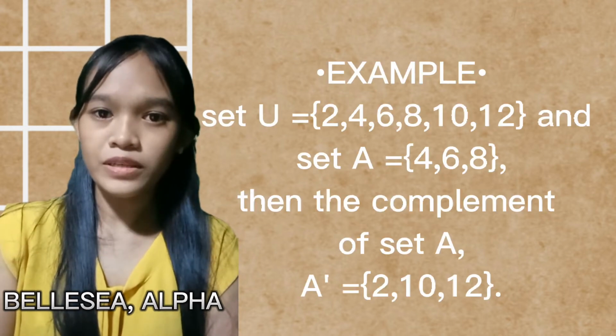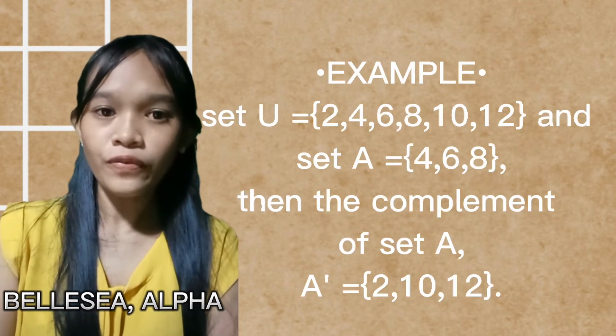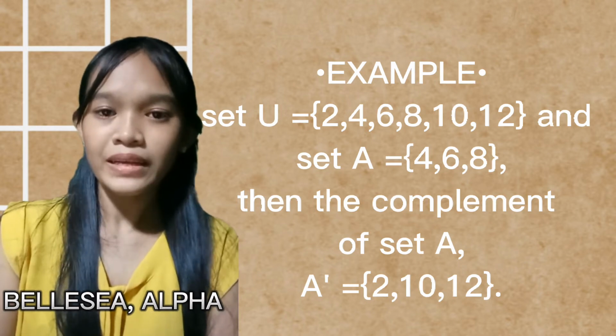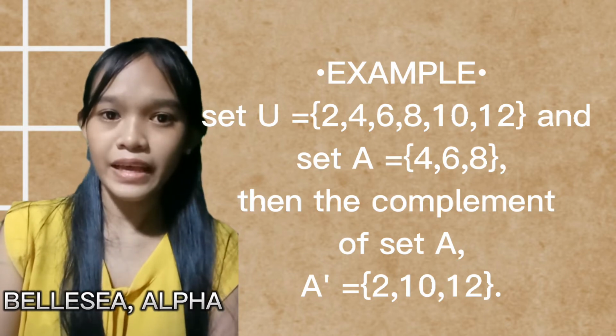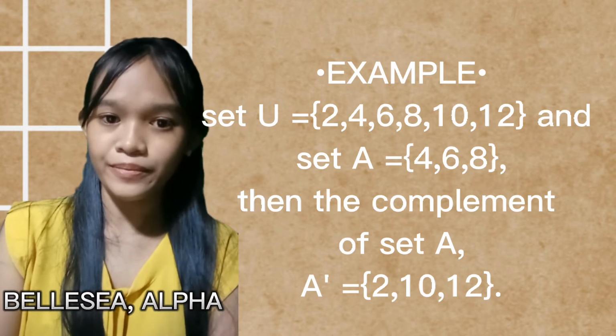So for example, set U equals 2, 4, 6, 8, 10, 12 and set A equals 4, 6, 8, then the complement of set A is A' equals 2, 10, and 12.